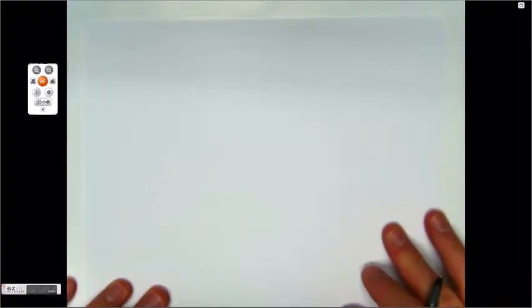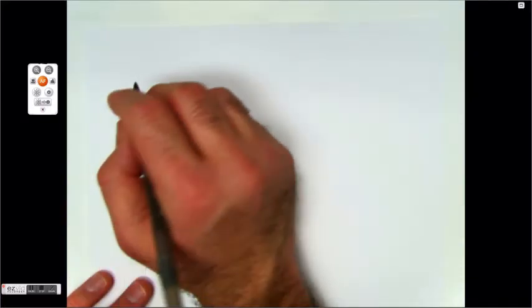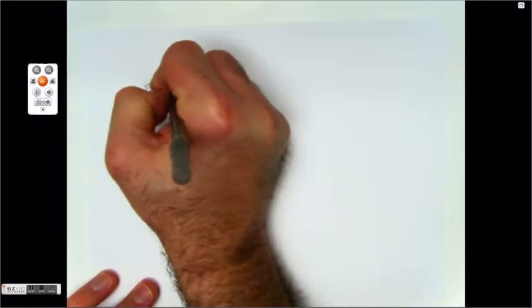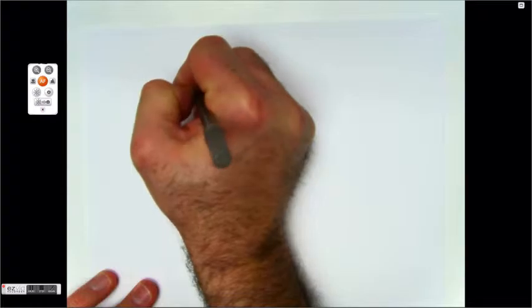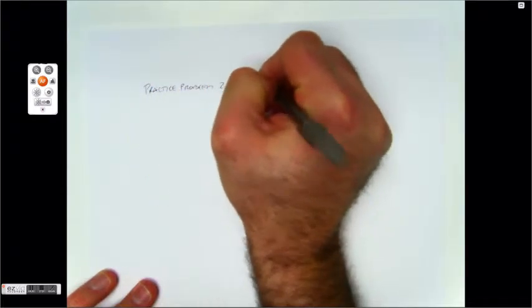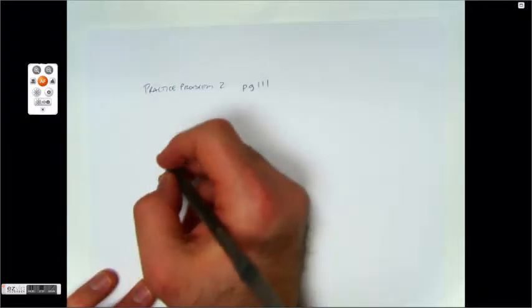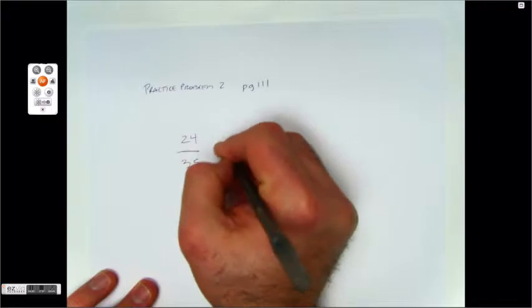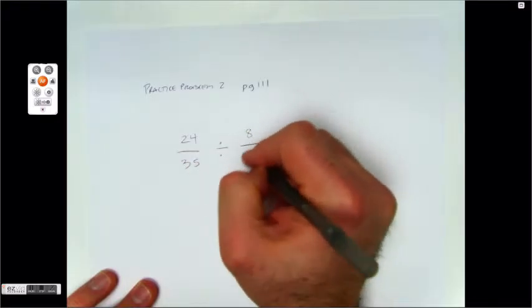Section 2.4, dividing fractions. Now, with multiplying fractions, you saw if we use prime factorization, everything is smooth and efficient. Well, the same thing holds true for dividing fractions. I'm going to actually look at practice problem 2 on page 111. This problem is 24 over 35 divided by 8 over 21.